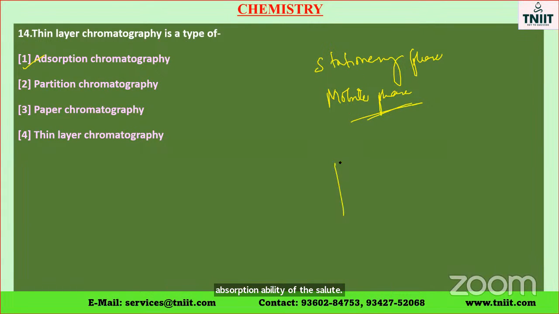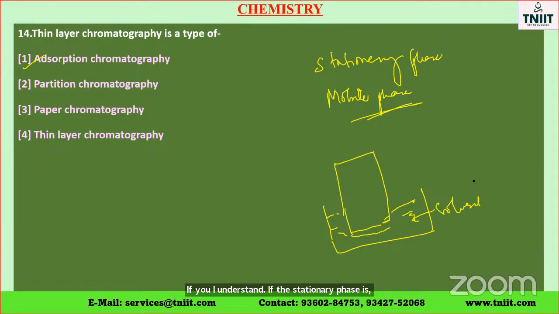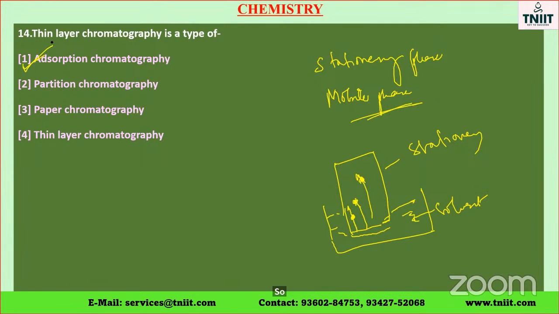Now, this is a stationary phase. If the stationary phase is kept in a solvent, this solvent is the mobile phase. This is stationary, it cannot move. Due to capillary action, the solvent starts moving. So now it will carry different molecules to different levels because different molecules have different adsorption ability. So therefore, thin layer chromatography is a type of adsorption chromatography.